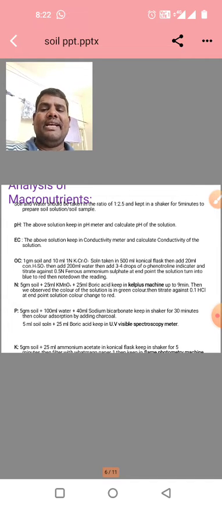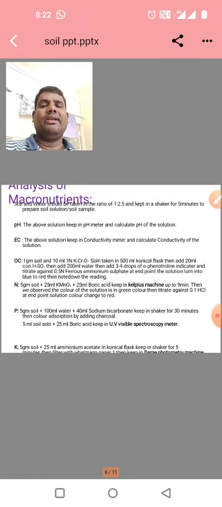For pH, keep the above solution in a pH meter and calculate the pH of the solution. Then EC, keep the above solution in a conductivity meter and calculate the conductivity of the solution.